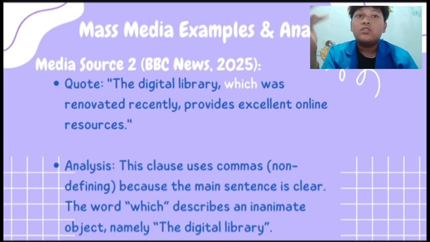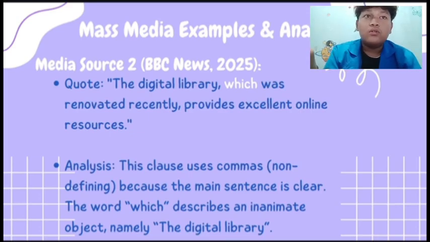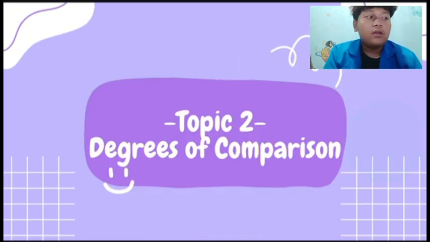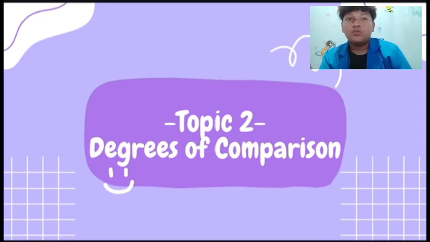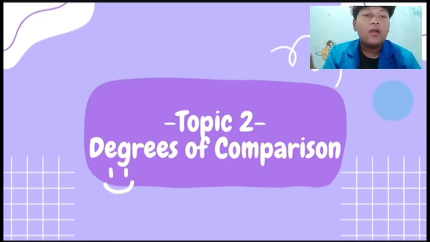The second media source is BBC News 2025. The quote is, "The digital library, which was renovated recently, provides excellent online resources." This clause uses commas because it is non-defining: the main sentence is already clear, and the word which describes an inanimate object, namely the digital library.